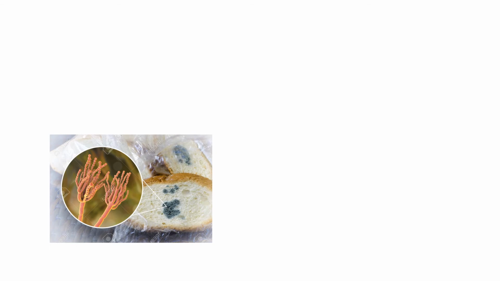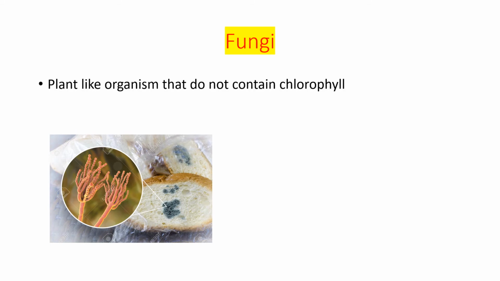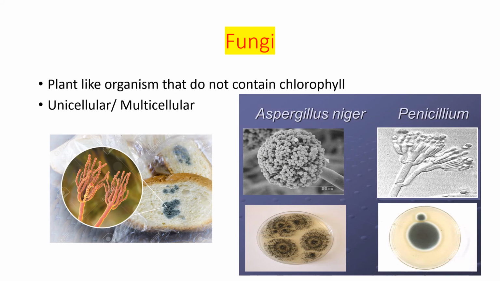Oh, what is this? Mold on a bread, right? This can be included in this group, fungi. They are also plant-like organisms, but they do not contain chlorophyll. They also exist in unicellular or multicellular form. Some other examples are Aspergillus niger and Penicillium.